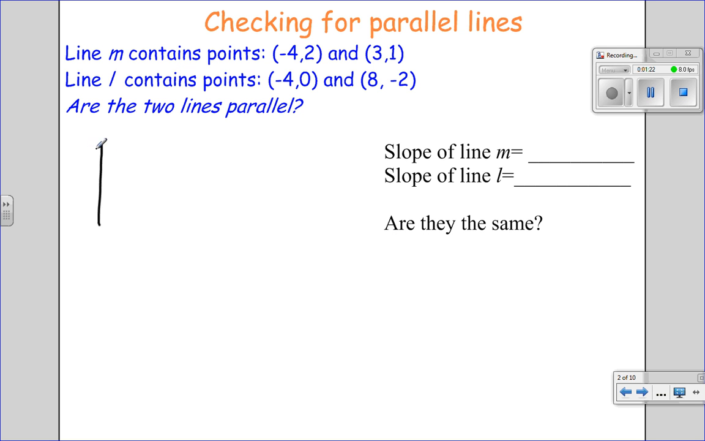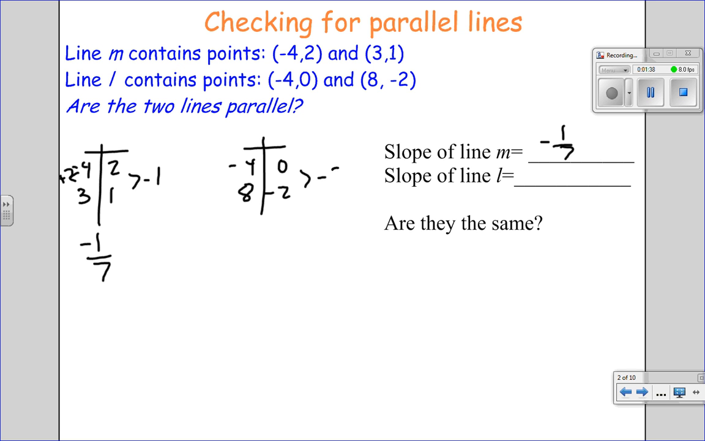Okay, let's make our t-charts and find the slopes. (-4, 2), (3, 1), down 1, up 7, so -1 over 7 is the slope of line M. For the next one, it's going to be (-4, 0), (8, -2). So down 2, up 12, which gives you -2 over 12, which reduces to -1 over 6. These slopes are not the same, so they would not be parallel.